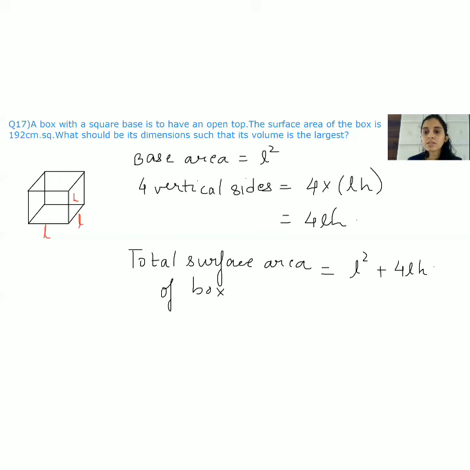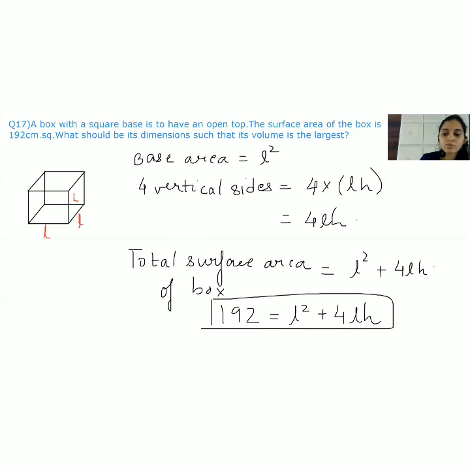One more thing is given: the surface area of the box, that is 192 centimeters square. So instead of this, we can say 192 is equal to L square plus 4LH. Let us mark this as equation 1. This is your value of surface area. Now, what should be its dimensions such that its volume is the largest?